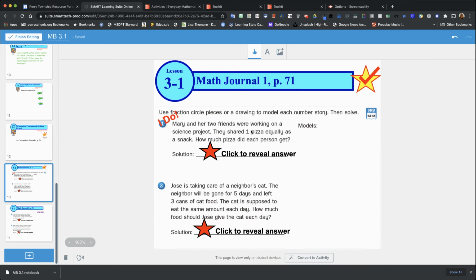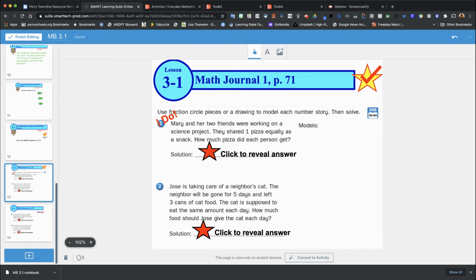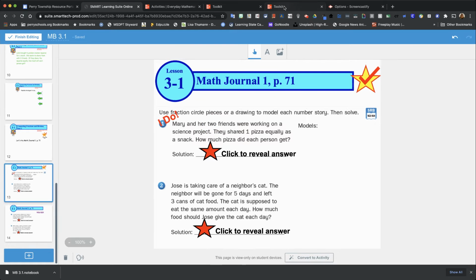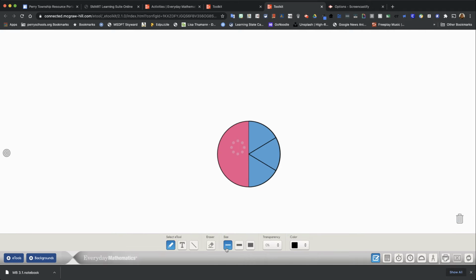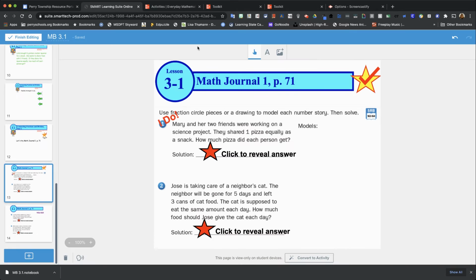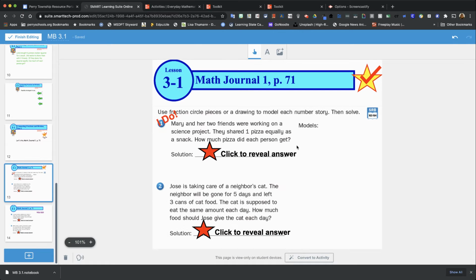I've got Mary and her 2 friends are working on a science project. They share 1 pizza equally. How much pizza will each person get? So I'm going to look at this and I can see that it says Mary and her 2 friends. So I know it's 1 plus 2, which is 3. So I'm going to come over here to my toolkit and I'm going to actually write that in here. So I've got 3 people, and they share 1 pizza equally, okay? How much will each person get?